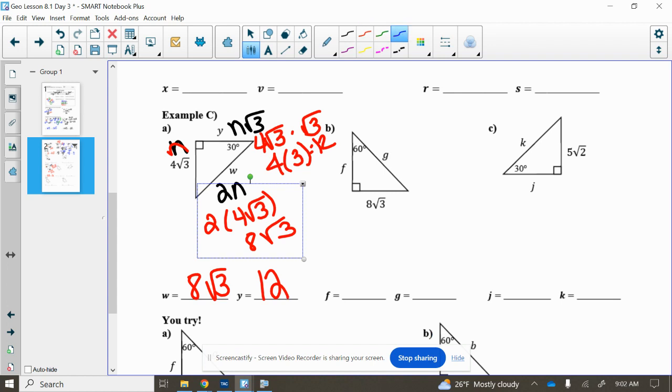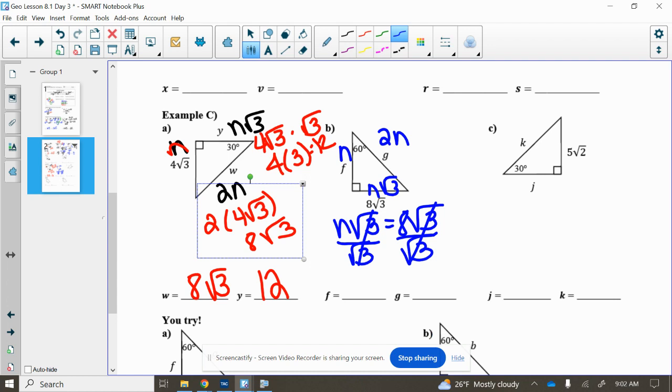Second example, they gave us the side across from the 60, and we're looking for the other 2. So n square root 3 this time equals 8 square root 3. But when we look to get n by itself, it just cancels, and we're left with 8 for n, which means 16 would be our hypotenuse.